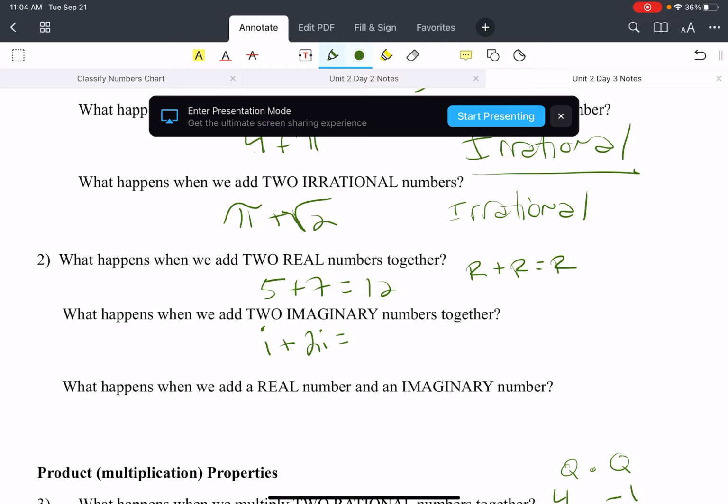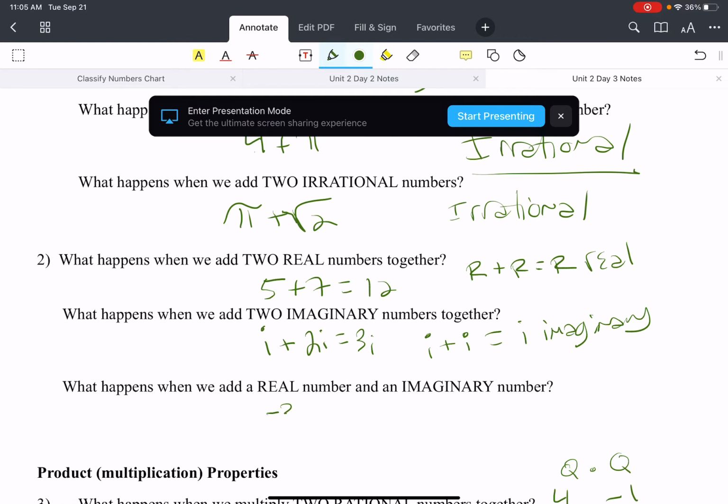Okay, so does my answer to that still have an I in it? Is it real or imaginary? Good. So an I plus I is still I. Imaginary. Okay. What happens when we add a real number?